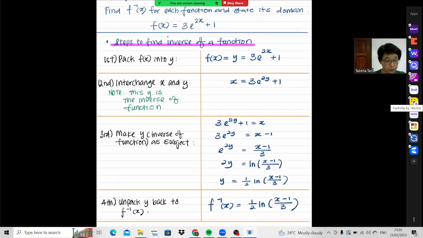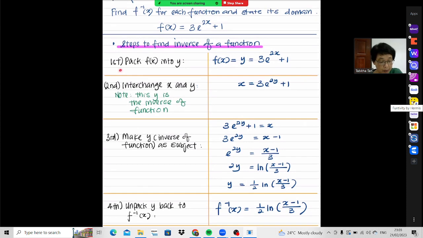Okay, let's go on. The very first step I put out here: pack f(x), the complicated, bulky notation f brackets x, into a simple one alphabet letter, which is y. So this is what we do. f(x), the bulky one, we pack into a y. And then the rest, we just copy from the question. Then we go on to the second step, interchange x and y.